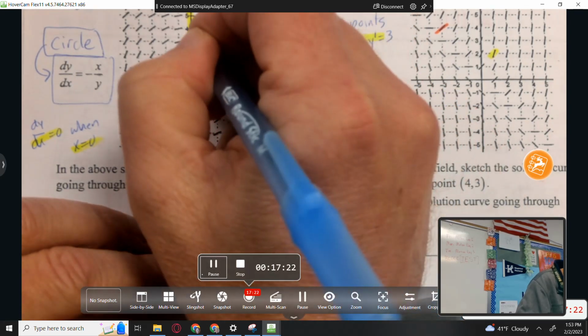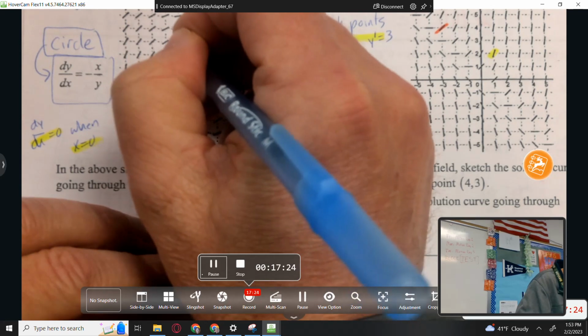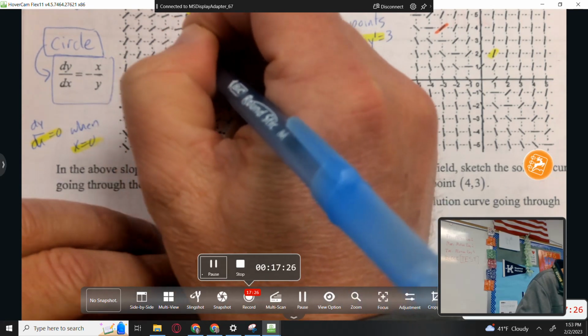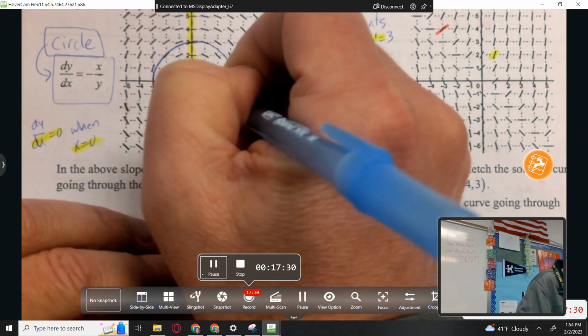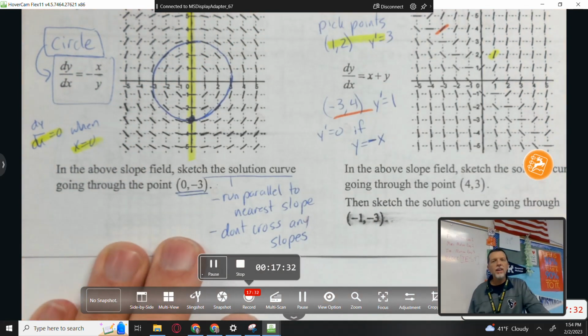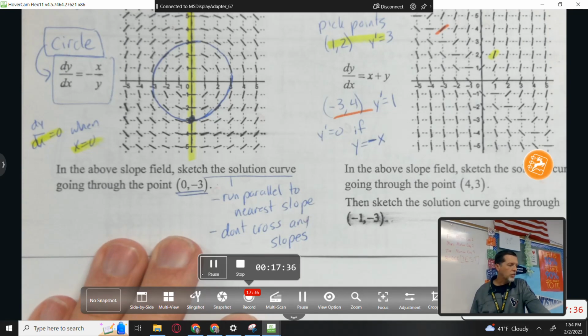Now, I'm kind of cheating because I know that this is a circle with radius 3. So that makes it easy for me to sketch in my general solution, or my specific solution, my particular solution.